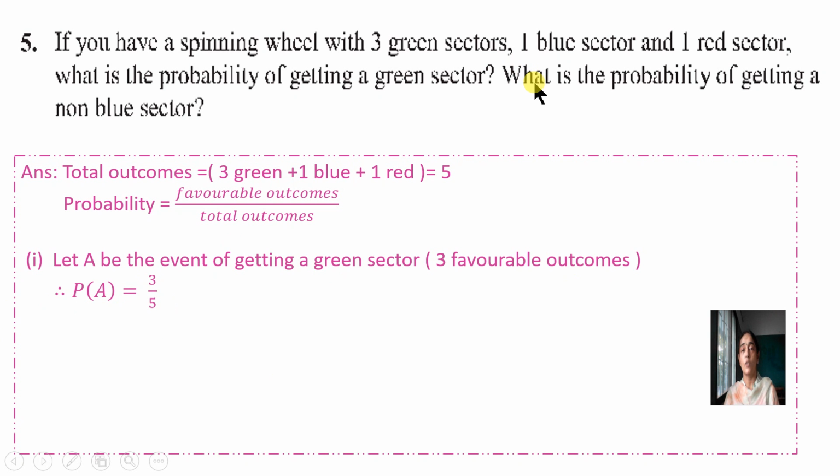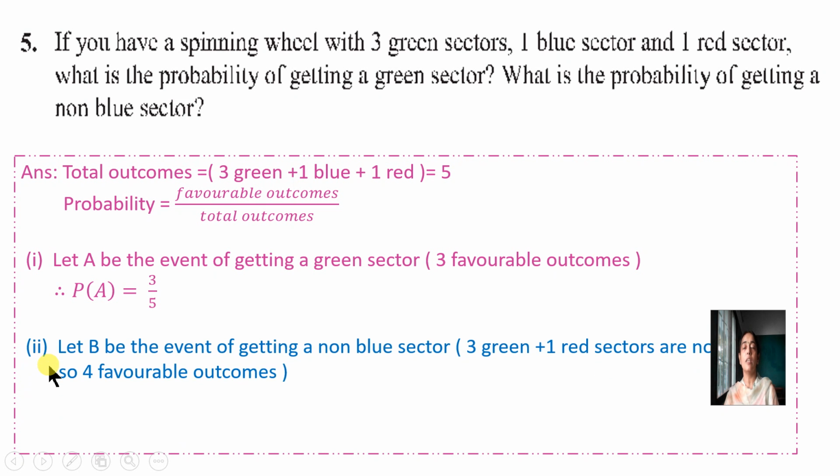Now the next question. What is the probability of getting a non-blue sector? Non-blue sector means the sector which is not blue. It can be green also and it can be red also. So first we will name the event. Let B be the event of getting a non-blue sector. So 3 green plus 1 red sector are non-blue.